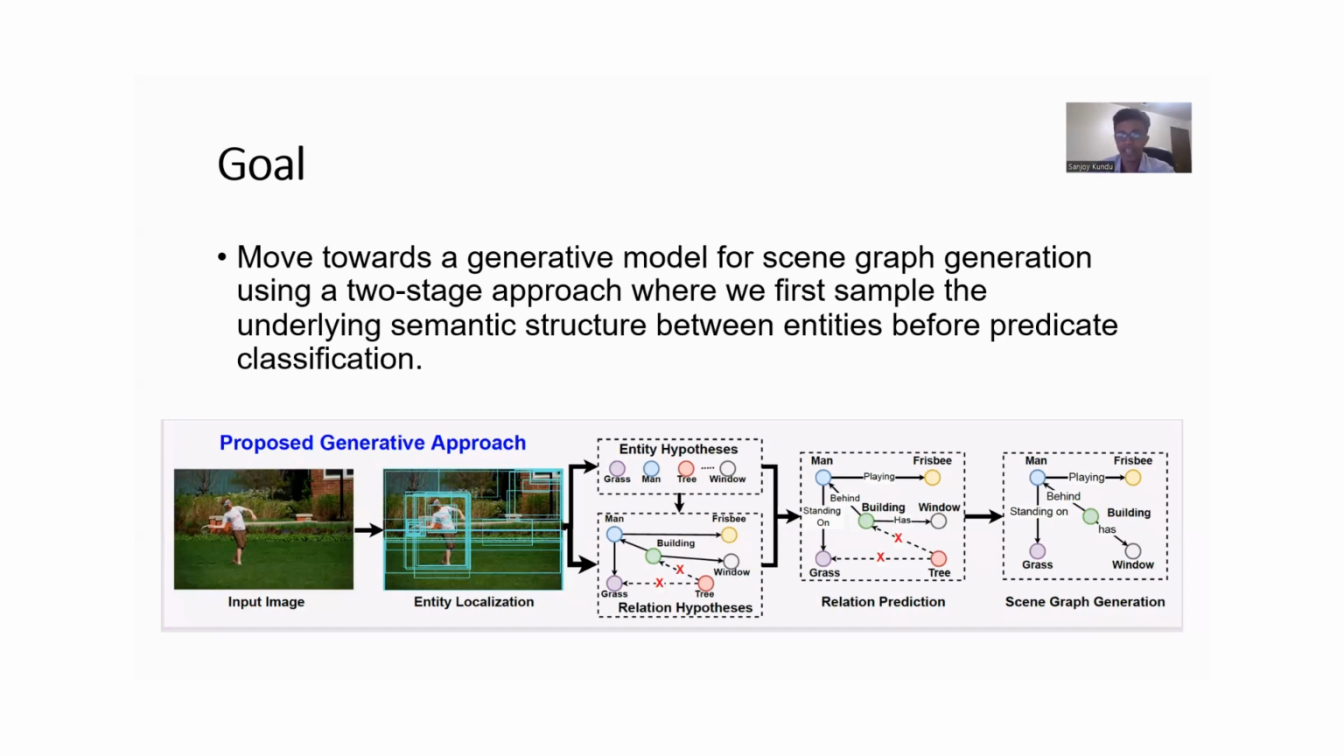On the other hand, the entities man and frisbee might have a semantically meaningful relationship between them. So we want this edge in our sample graph. Once we have the sample graph, we predict the labels of the edges using a transformer-based relational reasoning model.